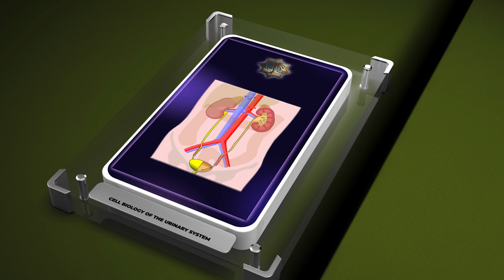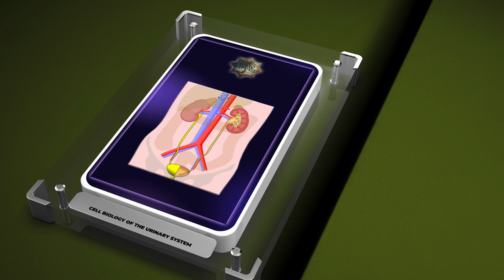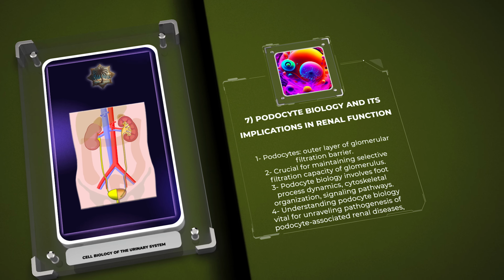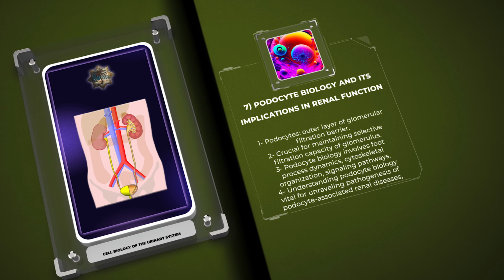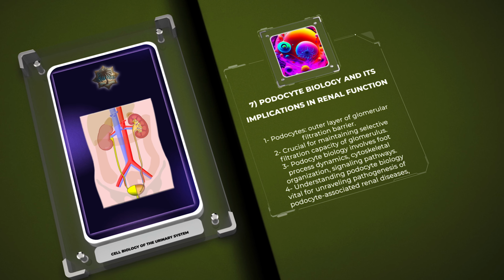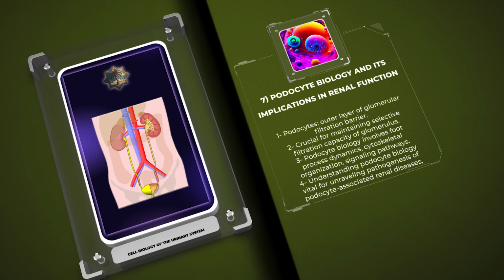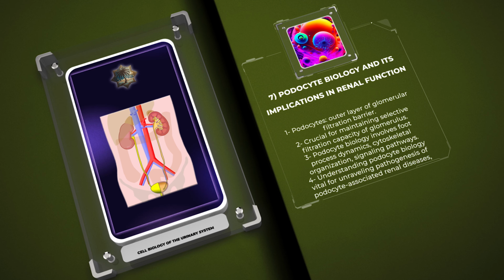Podocytes are highly specialized cells that form the outer layer of the glomerular filtration barrier. These cells are crucial for maintaining the selective filtration capacity of the glomerulus. Podocyte biology involves intricate cellular processes, such as foot process dynamics, cytoskeletal organization, and signaling pathways. Understanding podocyte biology is vital for unraveling the pathogenesis of podocyte-associated renal diseases and developing novel therapeutic strategies.